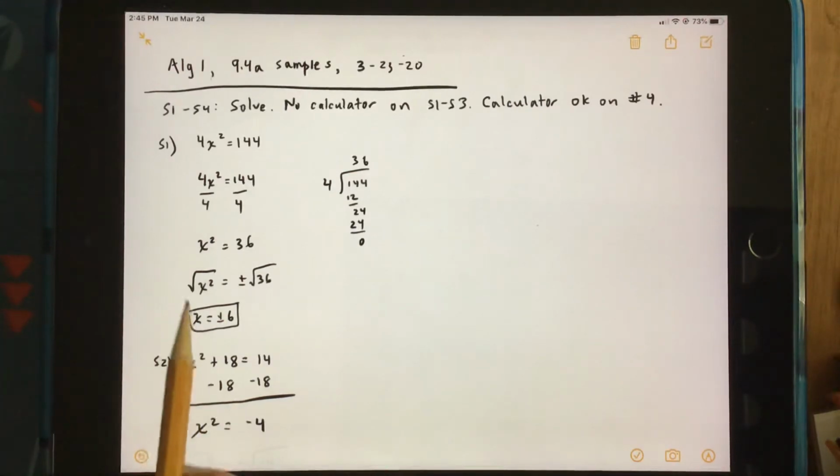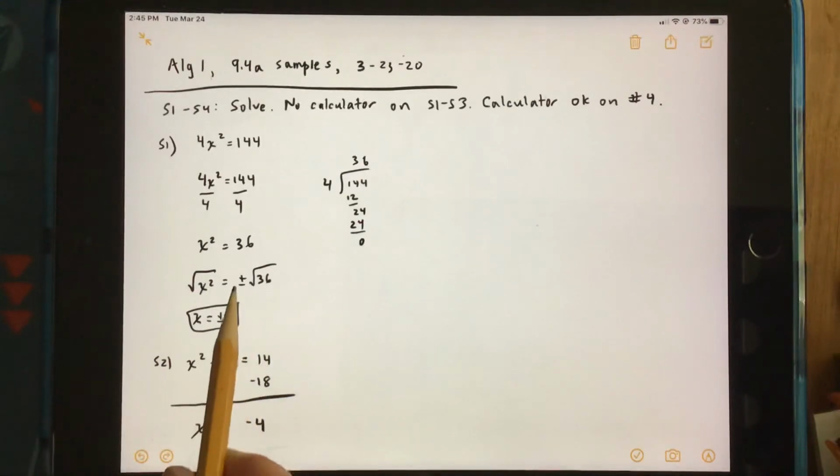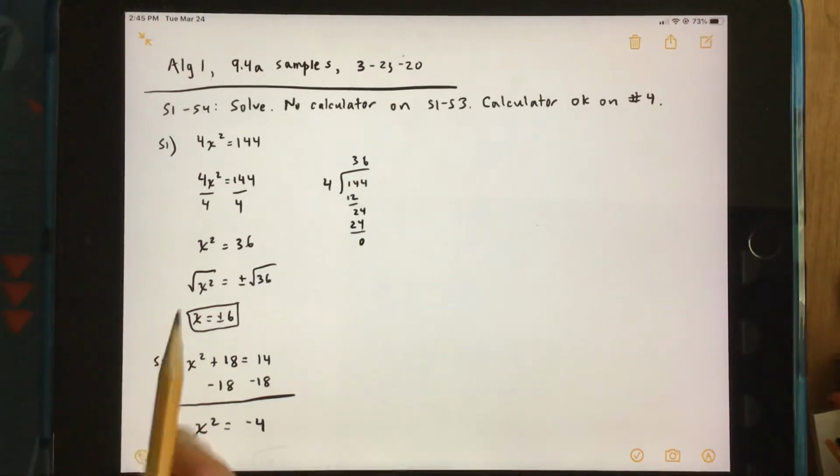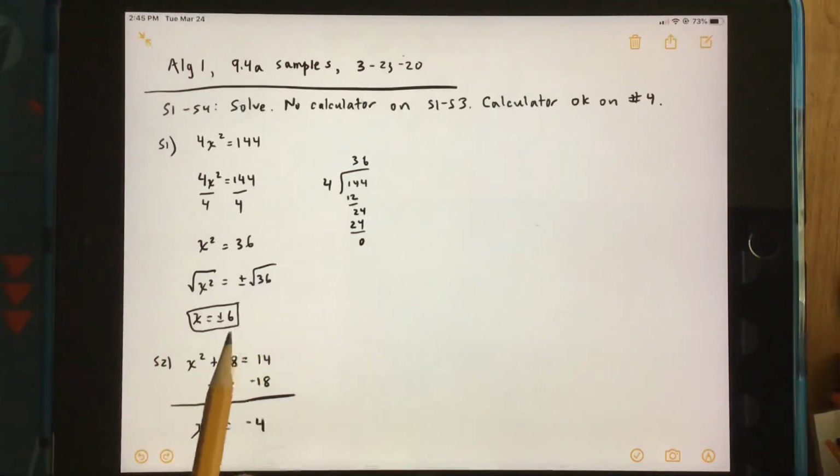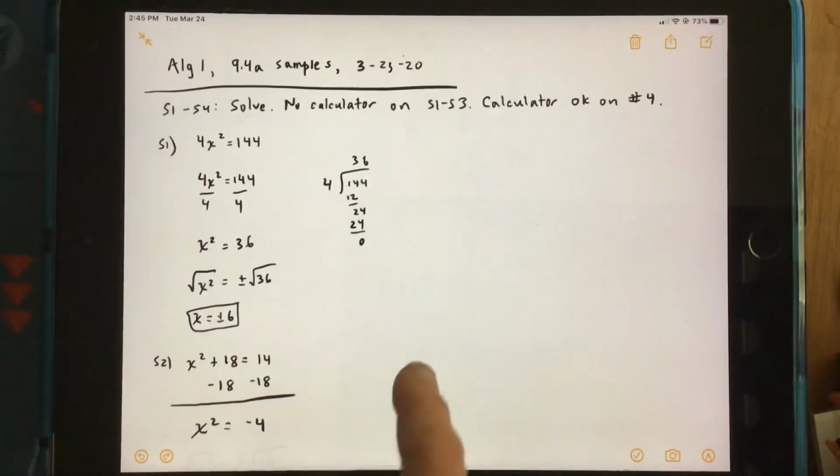For our next step, we're going to take the square root of both sides. And notice when we take the square root, of course, we are going to end up with both a positive and a negative root. So the square root of x squared is x, and the square root of 36 is both positive and negative 6, because we need to report both roots because they work. And that completes sample 1.